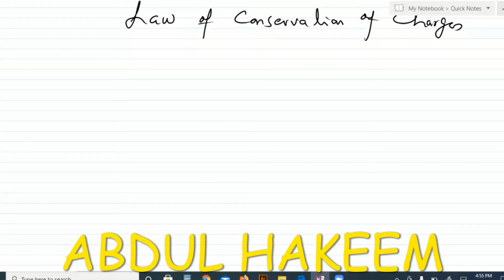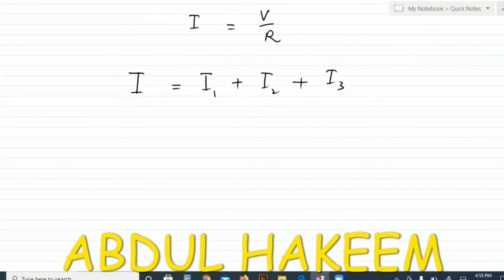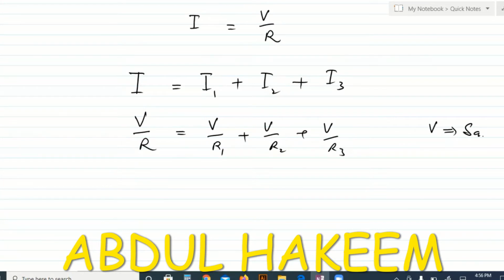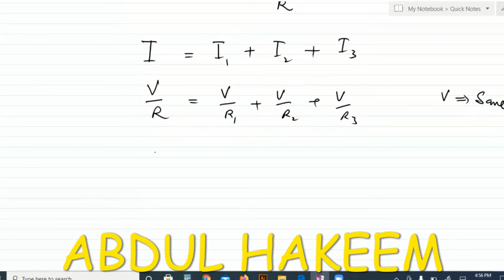Now, according to Ohm's law, V is equal to IR, and I can be replaced with V over R. So the Kirchhoff first law equation, I is equal to I1 plus I2 plus I3, can be written as V over R equals V over R1, V over R2, V over R3, because V in parallel remains the same.